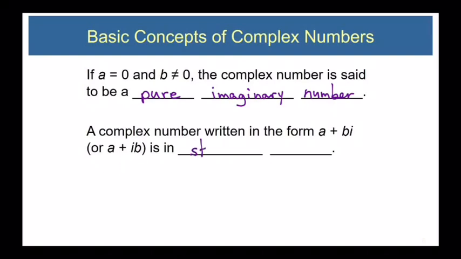Alright, a complex number written in the form a + bi, or you could write it as a + ib, is said to be in standard form. So when they ask you to put a complex number in standard form, they want the real part, and then a plus or a minus, and then the imaginary part. In other words, not one big fraction altogether, but one term for the real and one term for the imaginary. And that's standard form.